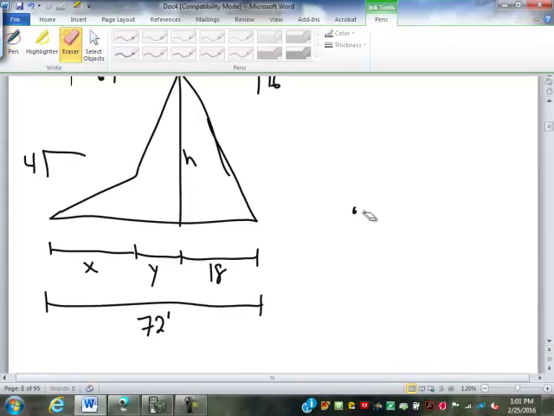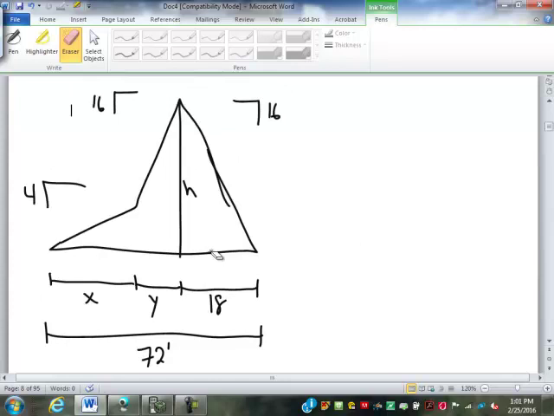So we have a 72-foot span. Go with that. So find for me H, X, and Y. X, Y, and H.